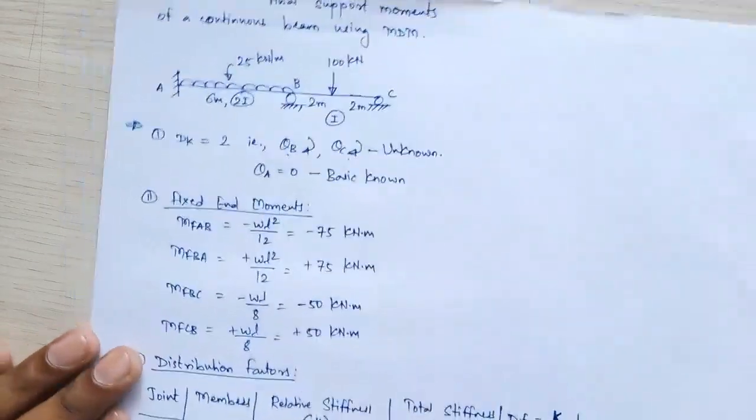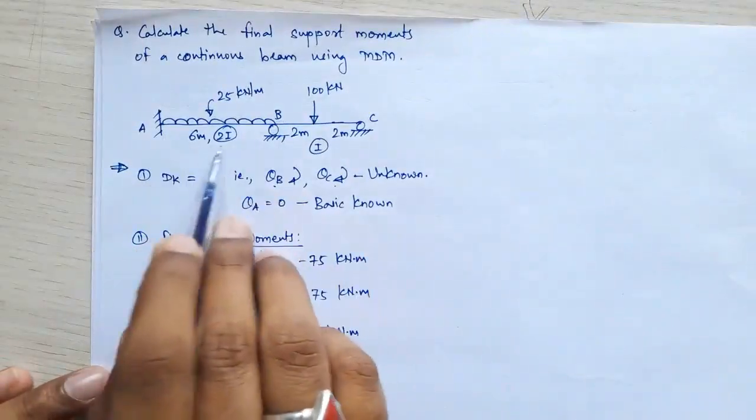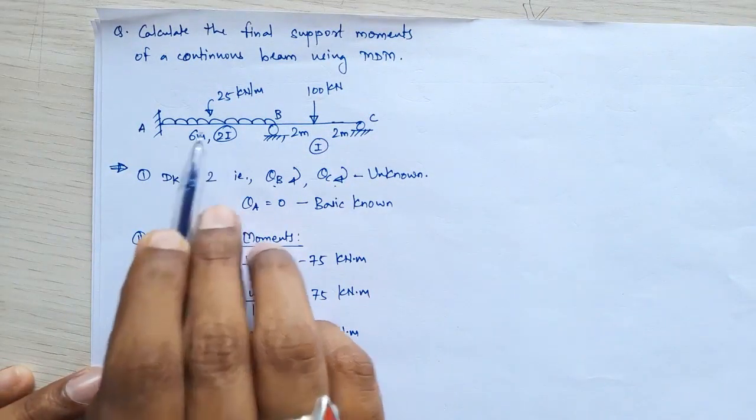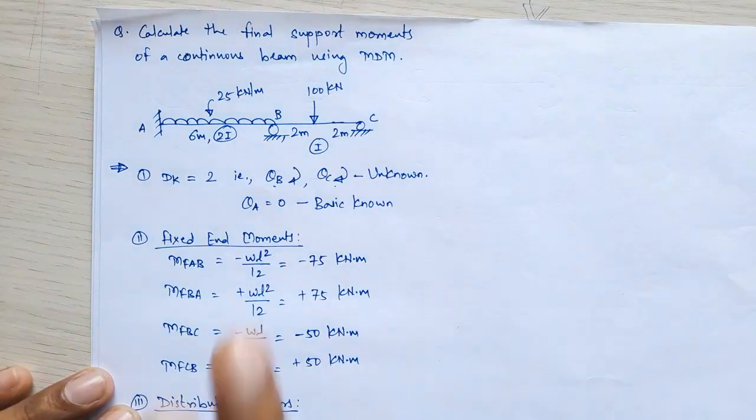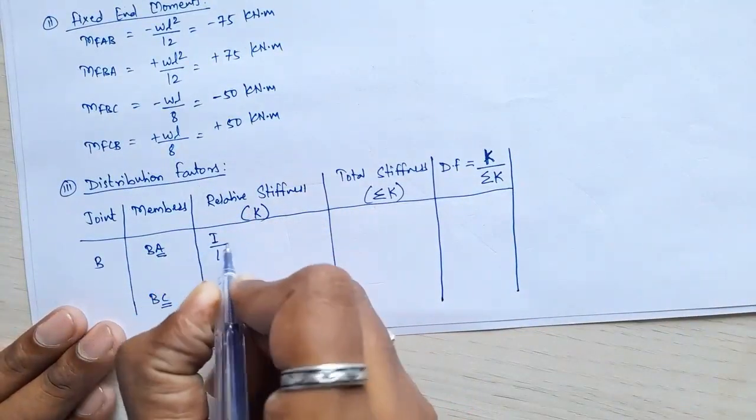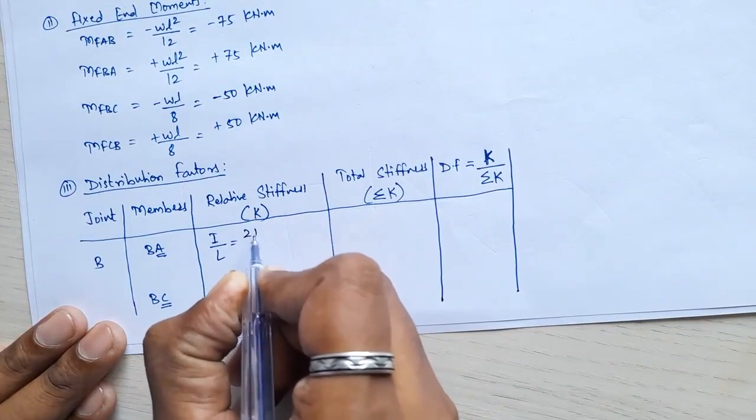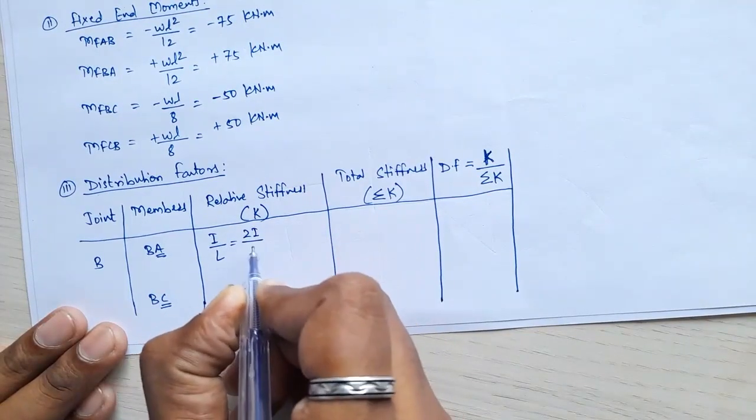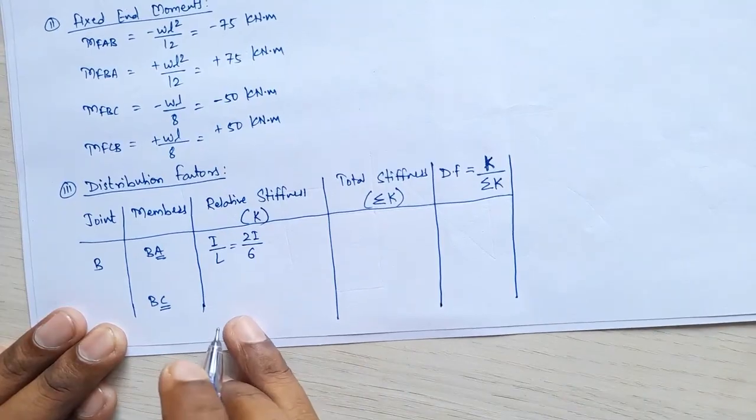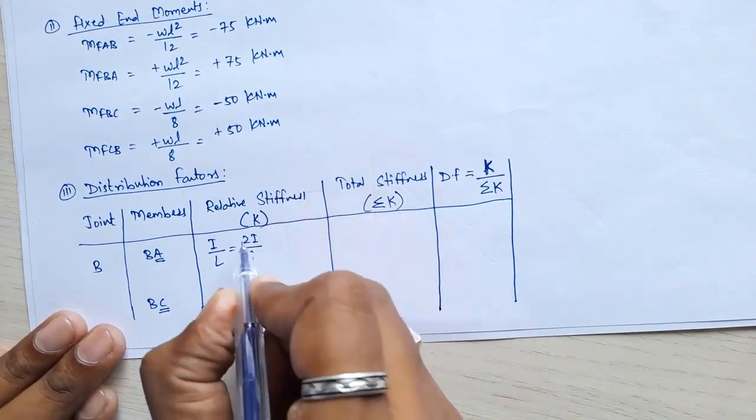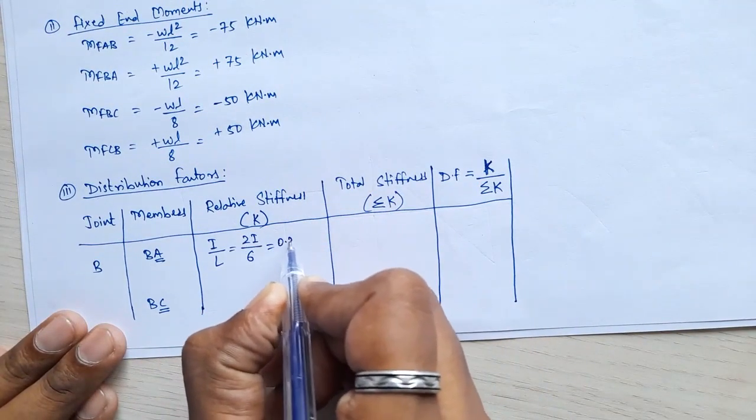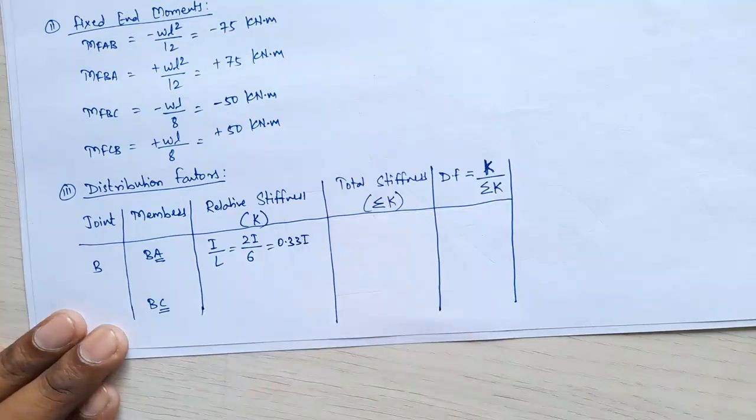Now if you see in the numerical, for this member AB, the I value is given equal to 2I. If these values are not given, it will remain the same as it is, but here it is given 2I. So I am writing this as 2I divided by the length of member AB, which is 6. So 2I divided by 6, that is 1 by 3, I will get this equal to 0.33 times I.